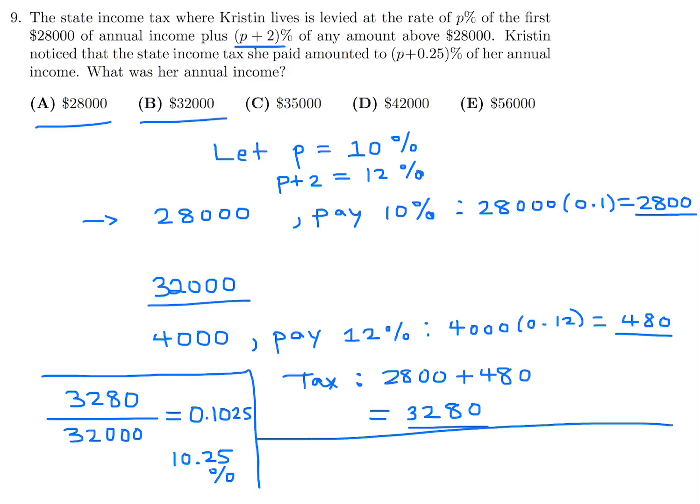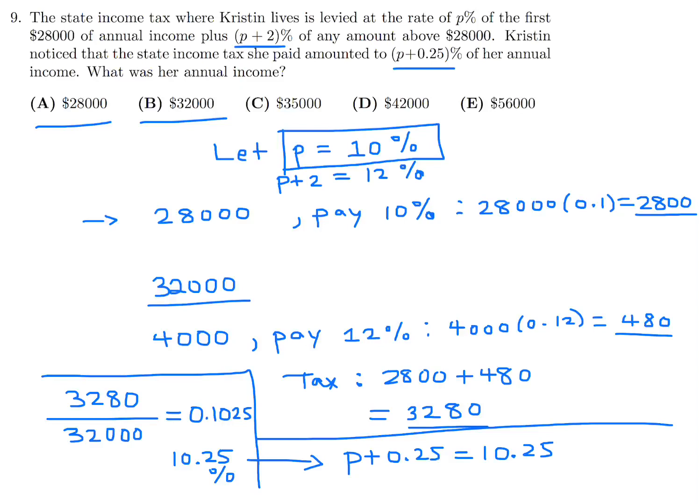Now, they're saying in the question that she paid P plus 0.25%. Well, this matches. Our P was 10%, remember, right here? So P plus 0.25% is 10.25%. So I hope you understand this scenario the way I explained it, and therefore her annual income was $32,000.